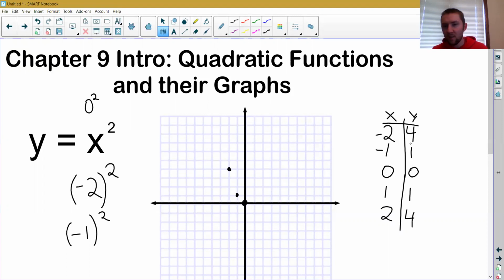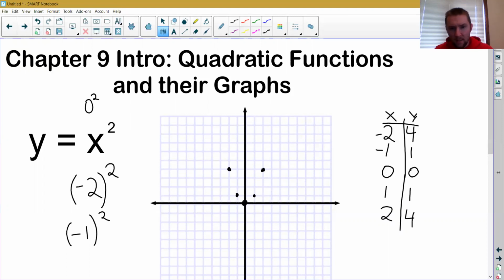What you notice is I get the same y values whether I use a positive or a negative x value. That's going to be important when we get to solving these equations. So I end up with this point here, 1, 1, and 2 goes up to 4 right there. Then I have this shape.